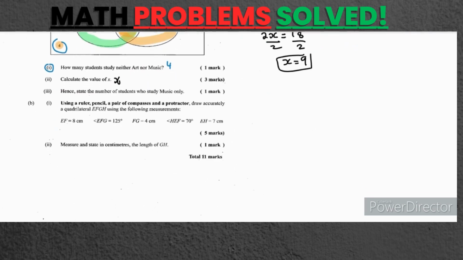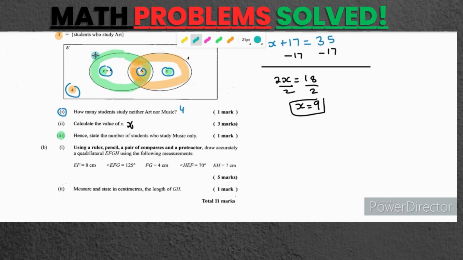Then we will move to the next part. The next part says, hence the number of students who study music only. We already discussed that this represents the number of students who study music. But this green color portion shows the number of students who just study music, right? It is given as x plus 5, right? So x plus 5 means, we know the value of x is 9, 9 plus 5, and 9 plus 5 is 14. So the number of students who study music only is 14.